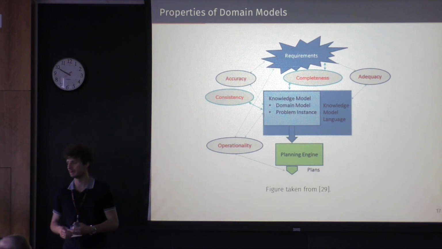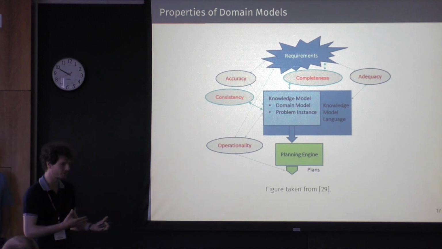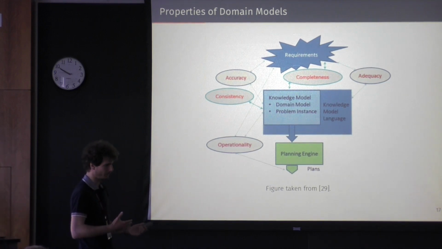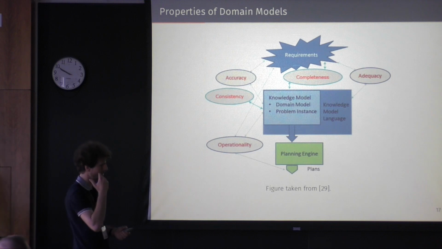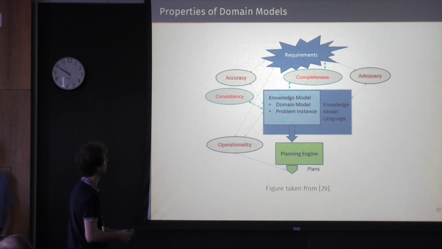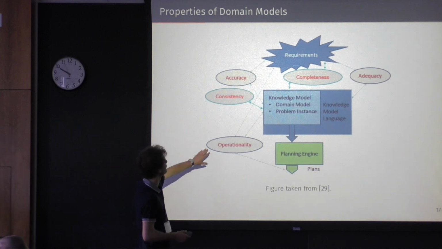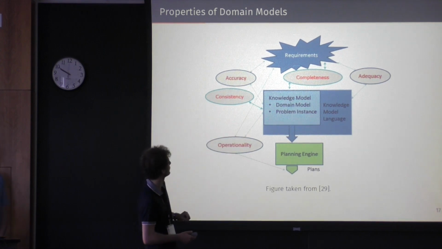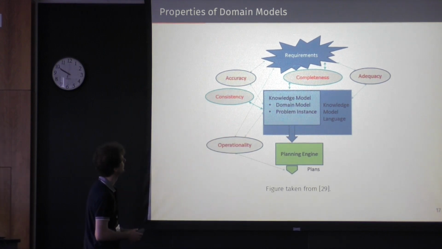And once you have created your domain model, you want to check some properties of it. In order to make sure that the domain model that you generated is actually the domain model that you were looking for, so it makes sense with regards to the real world scenario, you have a number of properties that you must satisfy. And the properties are basically in these ellipses: accuracy, consistency, completeness, adequacy, and operationality.